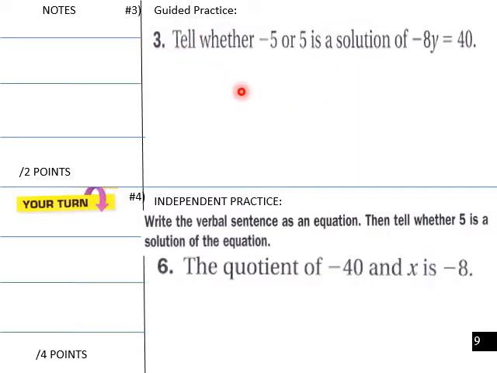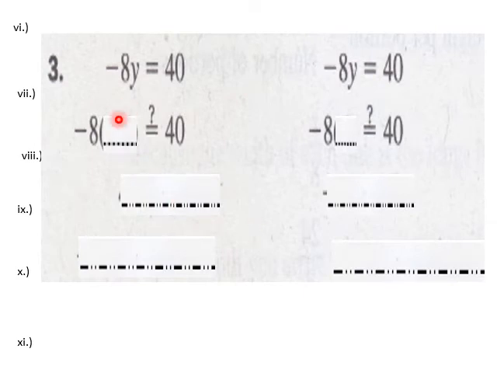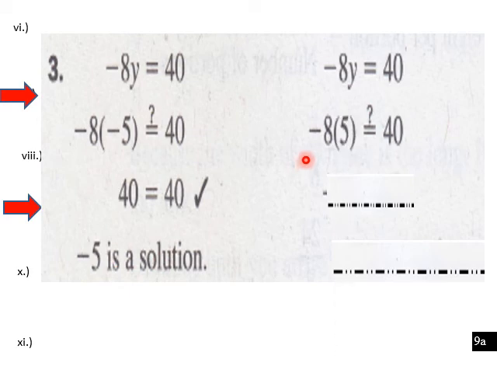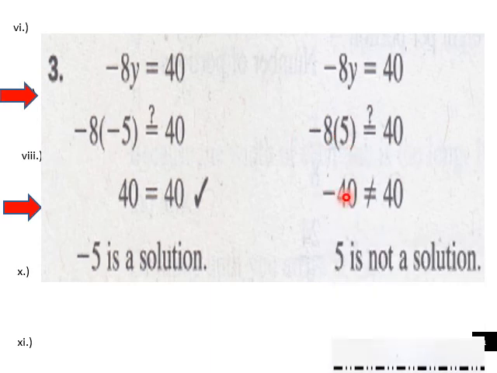Okay, for our next guided practice, students, we're going to do this now. This is yours independently. Okay, so negative 8y equals 40. How would we do this here now? Negative 8y for negative 5, does that equal 40? Yes, 40 equals 40. So negative 5 will be a solution. What about over here, a positive 5? Does negative 8 times positive 5 equal 40? No, it's negative 40. So 5 would not be a solution for this equation here.